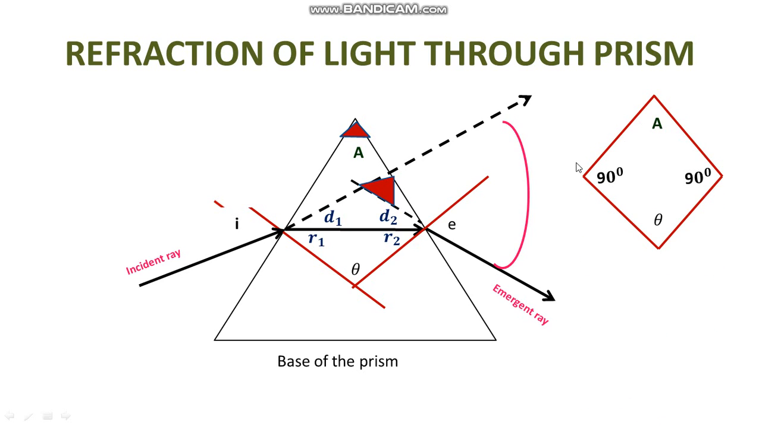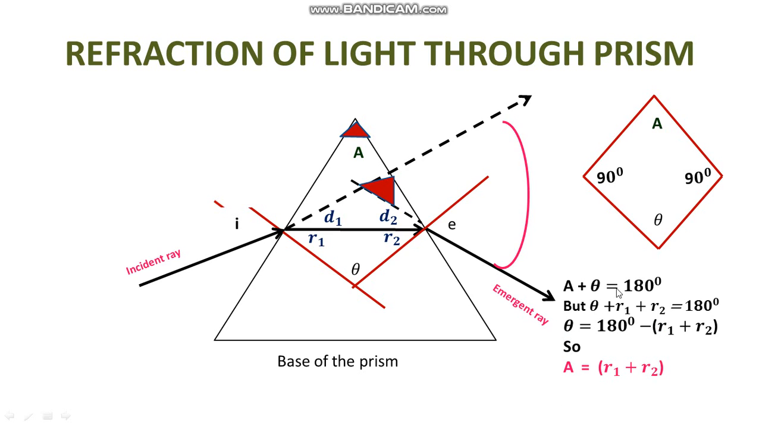See here, this is a quadrilateral. From this diagram, the sum of angles is 360 degrees, right? Already this is 90 plus 90, it is 180. So A plus theta is equal to 180 degrees, right? But see here in this triangle, the sum of three angles is 180 degrees. So theta is equal to 180 degrees minus (r1 plus r2). So A is equal to, we get, r1 plus r2, right?